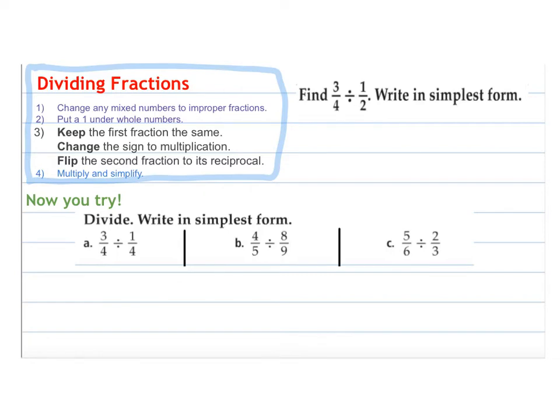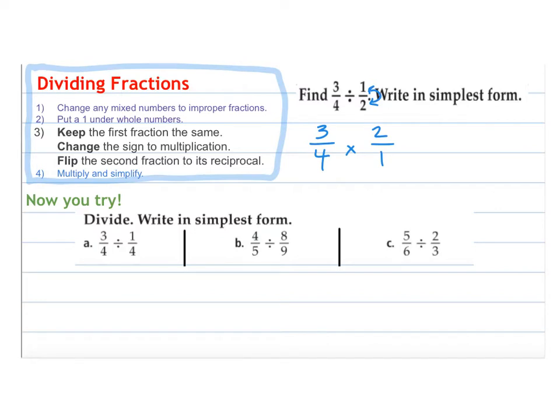So we have 3/4 divided by 1/2. So we are taking 3/4 and we are splitting it in half. So I keep the first fraction the same as 3/4. Keep, change, flip. I change from division to multiplication, and I flip the second fraction. So I change it from 1/2 to become 2/1. And now we just multiply.